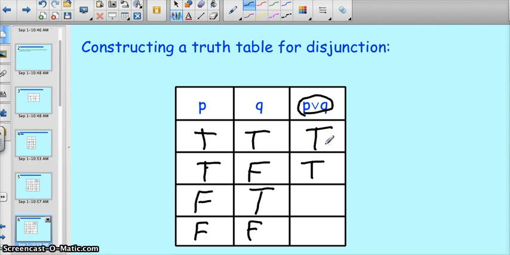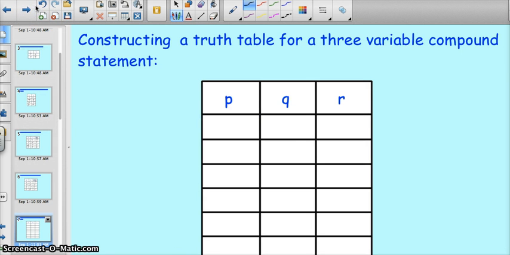For and, they both have to be true. For or, if either one of them is true, it's true. The only time you're going to see or being false is if they're both false, like there is at the lower level. Okay, so that's just us setting up some basic truth tables, trying to help you understand what's happening with truth tables. So that's how it works with two variables.